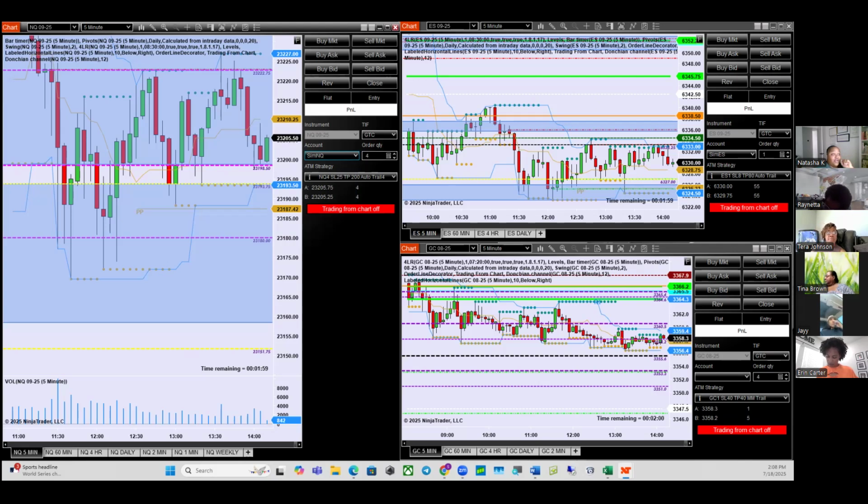And then for ES, a micro tick is worth $1.25.